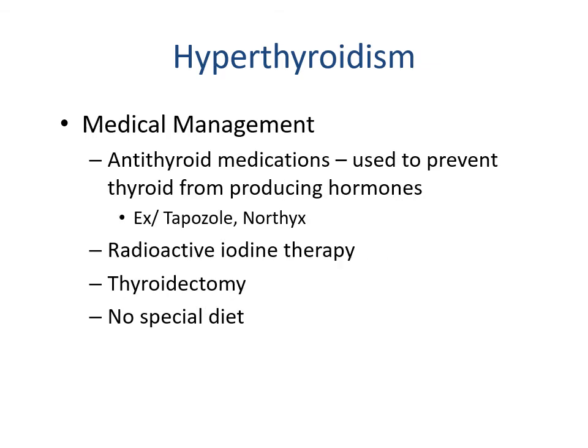So looking at the medical management of hyperthyroidism, we have anti-thyroid medications which are used to prevent the thyroid from producing hormones. We have radioactive iodine therapy and thyroidectomy. Now, unlike hypothyroidism where we needed to avoid goitrogenic foods, there's no specific diet for hyperthyroidism. That being said, after going through radioactive iodine therapy treatments, patients will actually develop hypothyroidism and then they would need to follow a special diet.